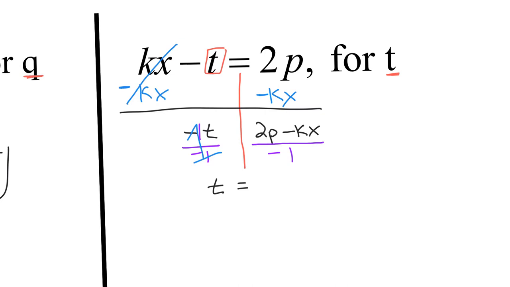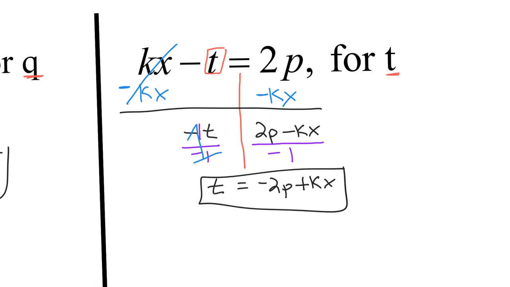2 divided by 1 is 2. P divided by 1 is p. Kx divided by 1 will be kx. But you have to change the signs, because this negative and this positive here turn to negative, and this negative divided by negative will turn into positive. So my answer will be negative 2p plus kx. And we got t by itself.